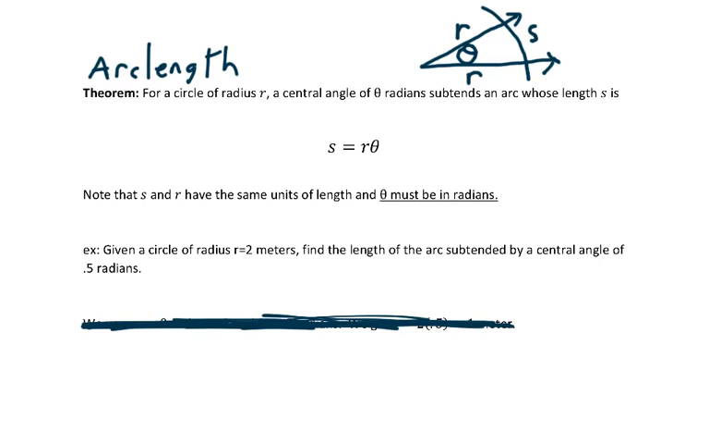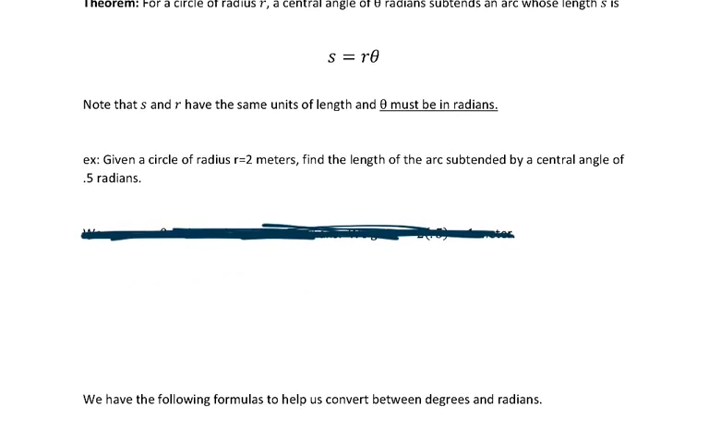Then it turns out, it really just follows from the definition of what a radian is, that S is equal to R times theta. S is equal to R times theta. And let me just say this, that for this theorem, theta has to be in radians. This theorem is not going to make sense if theta is in degrees. Let me just do a quick example of this.